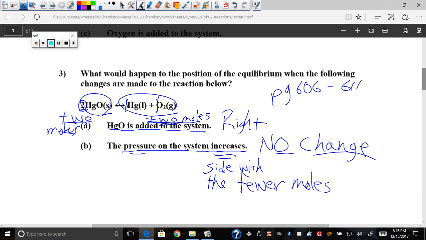You guys need to read up on pages 606, I believe, through 611. 606 through 611. All the information is there. Don't just listen to what I say. Go read. You will understand it better.